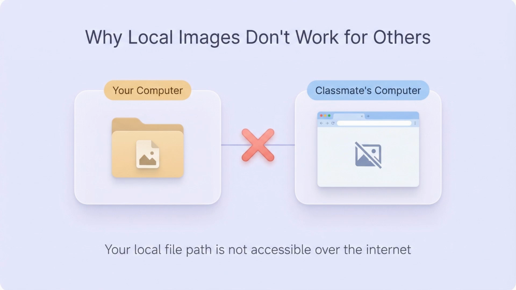This is a really common point of confusion for beginners. When you reference a local image file, one sitting in a folder on your own computer, it works perfectly in your browser. But the moment someone else opens the same HTML code, their browser tries to find that file on their computer, not yours. Since the file doesn't exist on their machine, the image breaks. This is why local paths are only useful for your own testing.